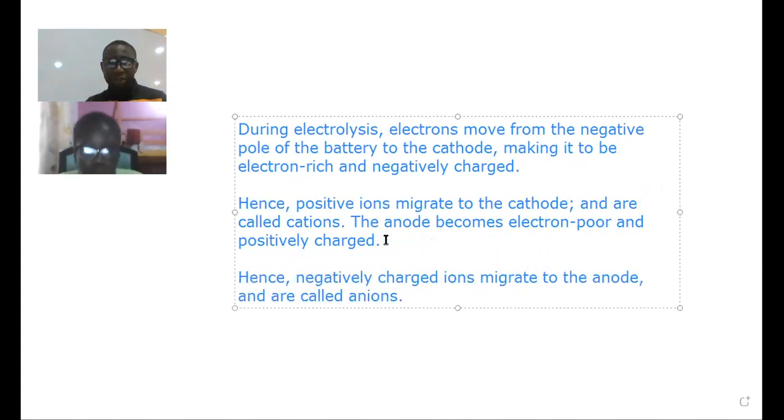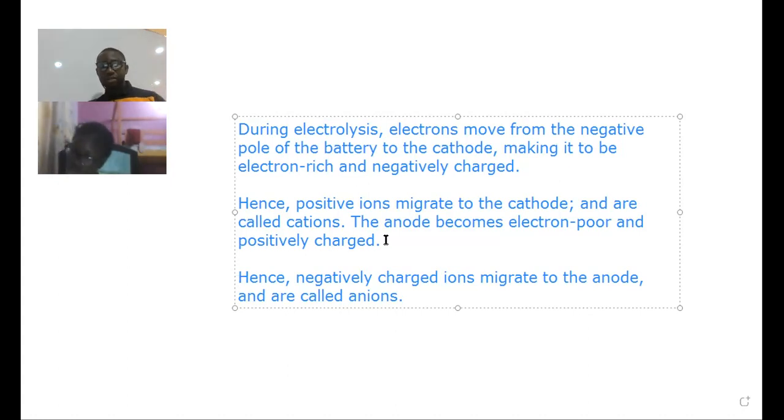Now, during electrolysis, electrons move from the negative pole of the battery to the cathode, making it electron rich and negatively charged. That's why we call the cathode the negative electrode. Why? Because electrons moved from the negative pole of the battery to the cathode. Remember, electrons flow from the negative to the positive. So from the negative end of the battery, it flows to the cathode, making it rich in electrons and negatively charged.